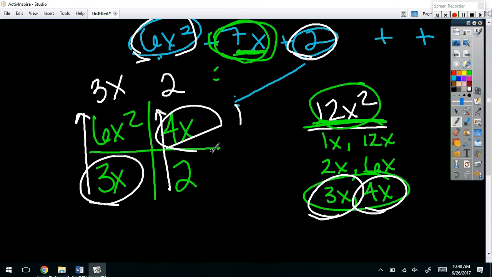As I go across, what is the GCF? 2 what? 2x. Does everybody see where 2x came from?